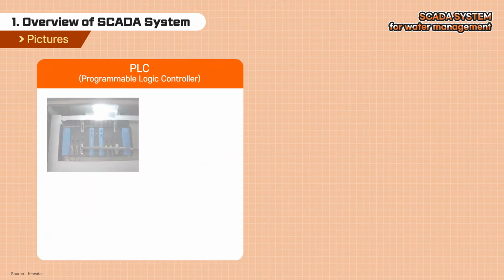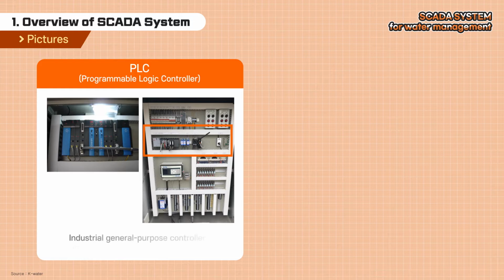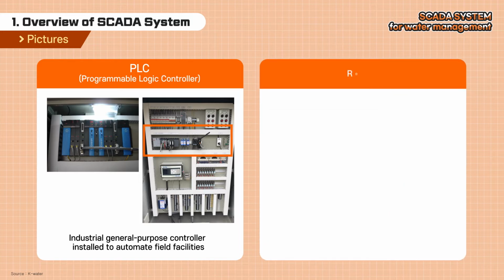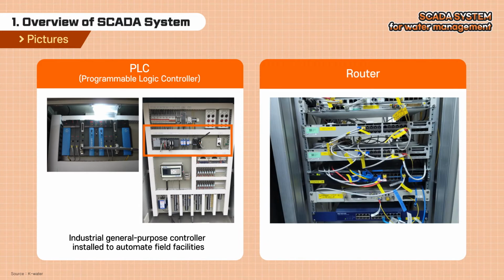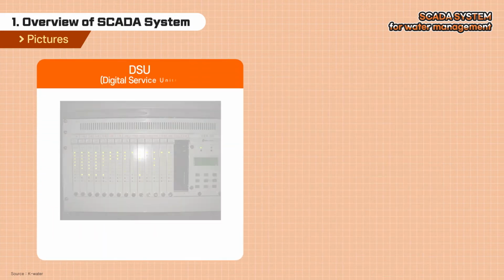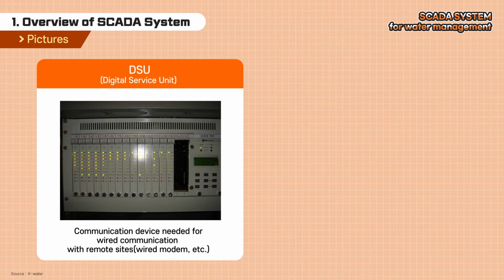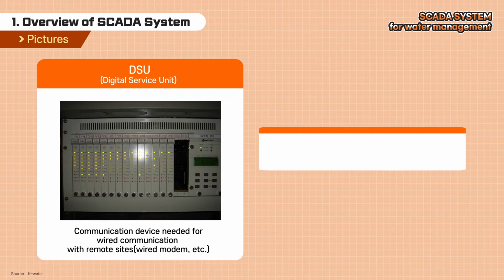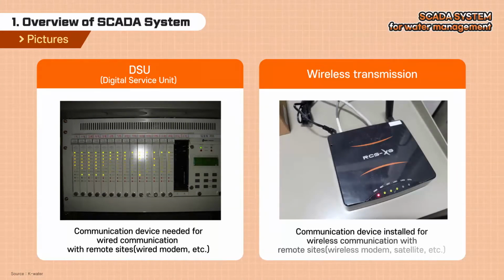The PLC, Programmable Logic Controller, is an industrial general-purpose controller installed to automate field facilities, and the router is a networking device installed for communication with remote sites. The DSU is a communication device needed for wired communication with remote sites, and wireless transmission refers to a communication device installed for wireless communication with remote sites.